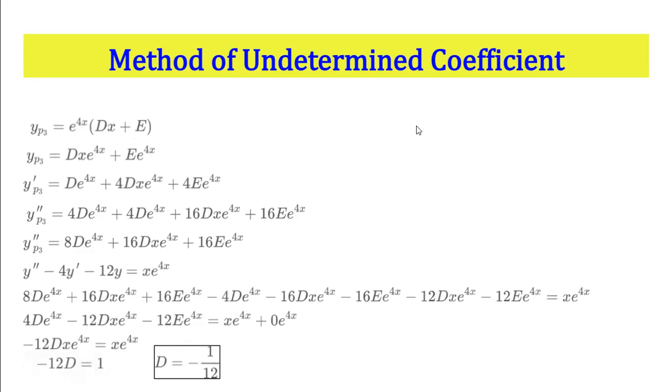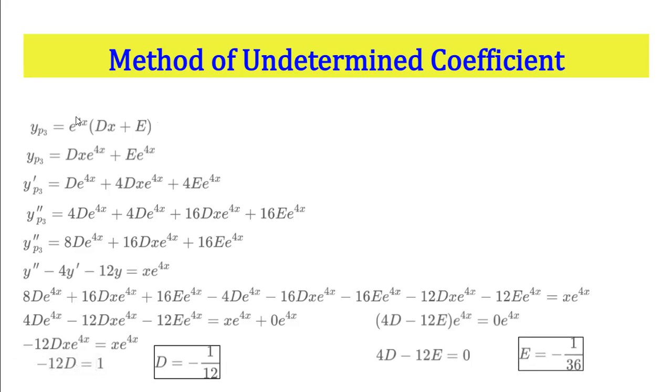So finding the value of e, now we have our second equation to be 4d minus 12e, e to the 4x equal to 0, e to the 4x. So e to the 4x will cancel e to the 4x. So we have 4d minus 12e equal to 0. We have already calculated the value of d, so substituting the d value and solving for e, we have e equal to minus 1 over 36.